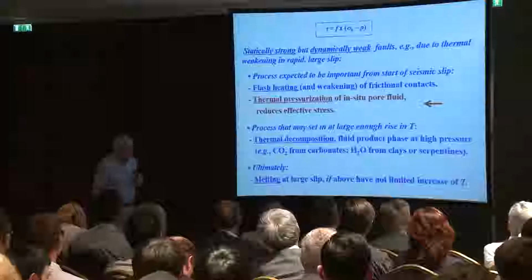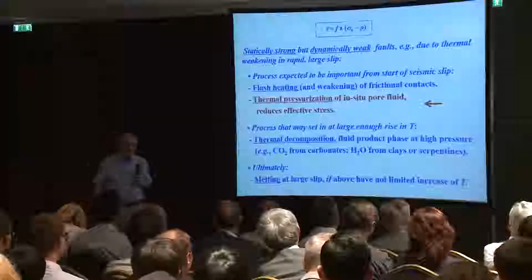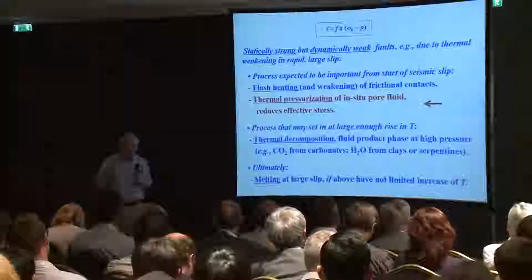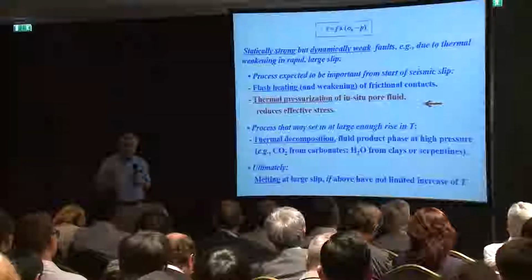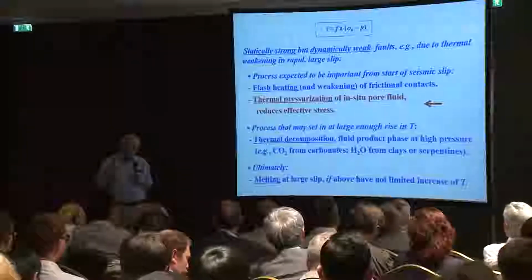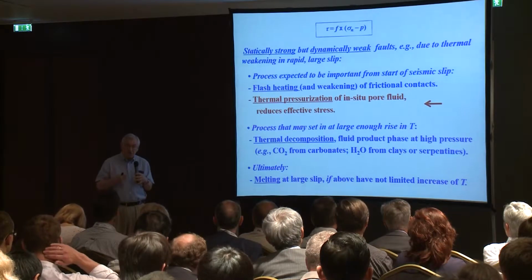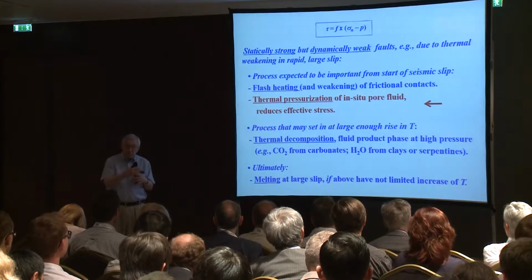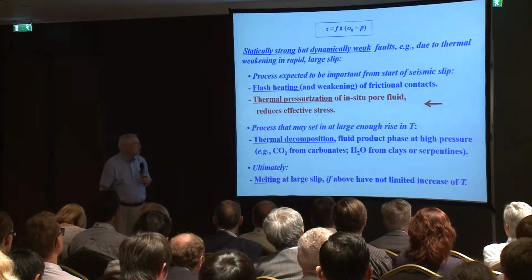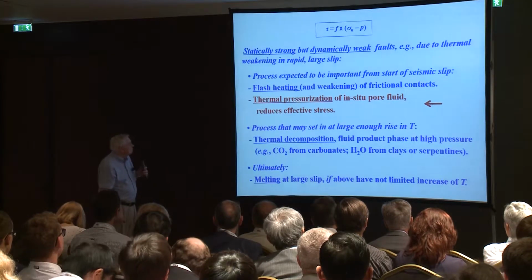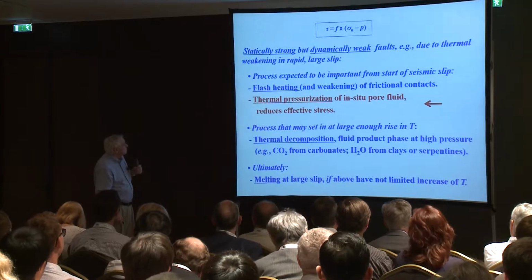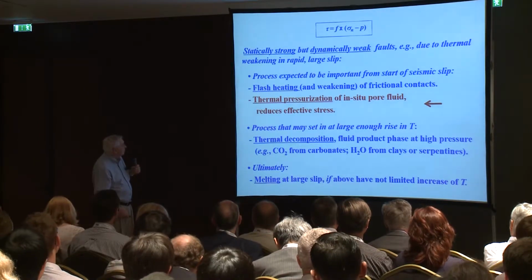Now, what could cause faults to weaken? We know that they cannot possibly operate at their frictional threshold, because when we try to slide them in the lab at appropriate normal stresses and shear rates, they weaken. You saw that in the experiments. So what could be going on that makes a statically strong fault dynamically weak?